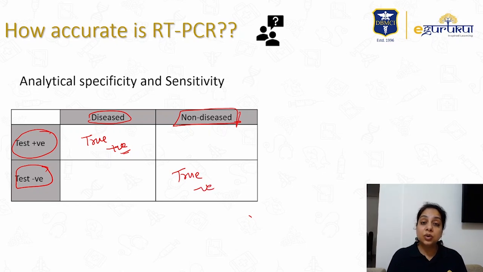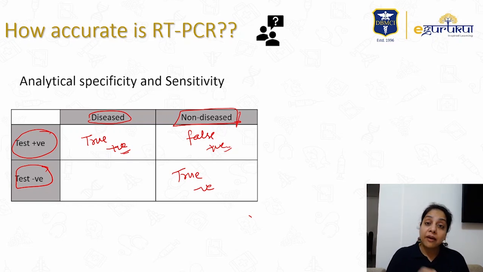Now the other two left columns are the gray areas. The person is not diseased, but the test comes out to be positive. So this is a false positive. False positives are not very bad because the person is not diseased. The same person is not going to infect the other people around him or her. So it is okay. It is bearable.